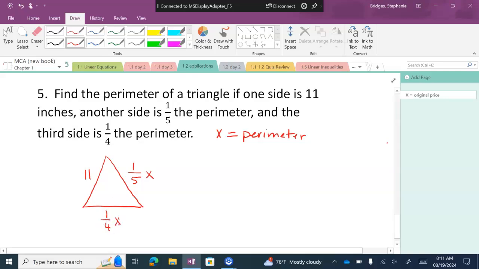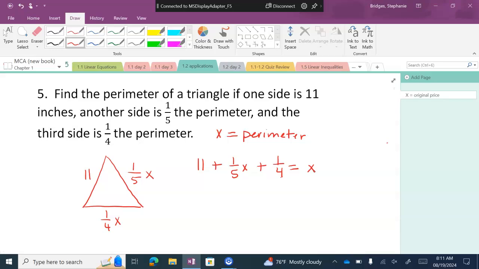Okay. So I have my picture. I have everything labeled. I need to think again about what we said the perimeter is. The perimeter means adding up the lengths of all of the sides, right? So what did we say the first side was? 11. And then one of the other ones we said was? And then the other one was? And that's going to equal my perimeter, which we're calling X. Finish it. Solve it for x.